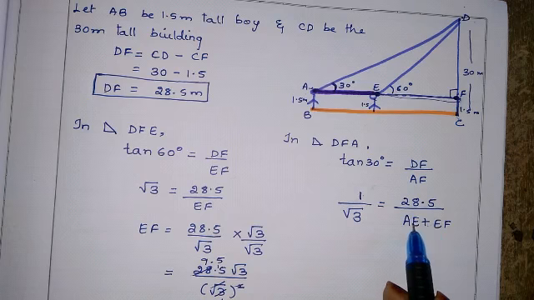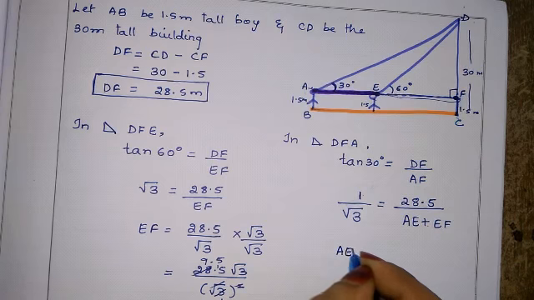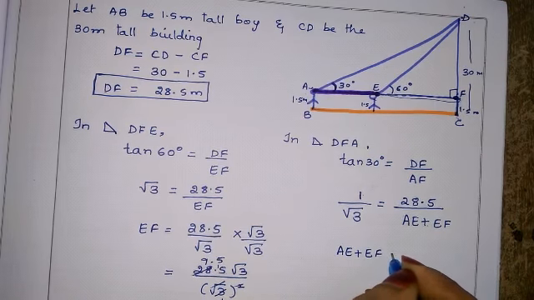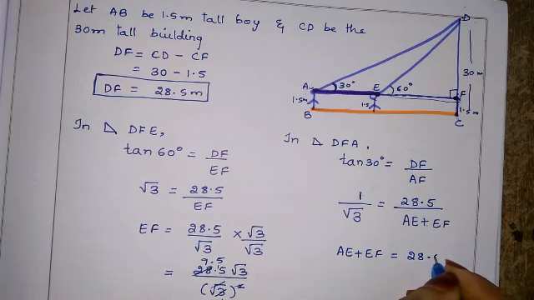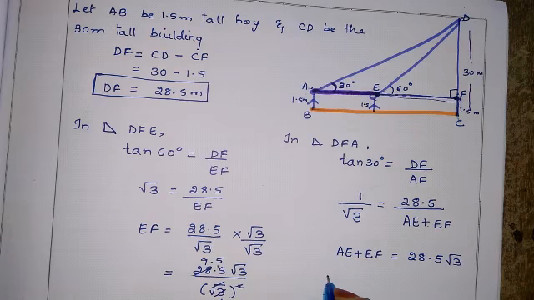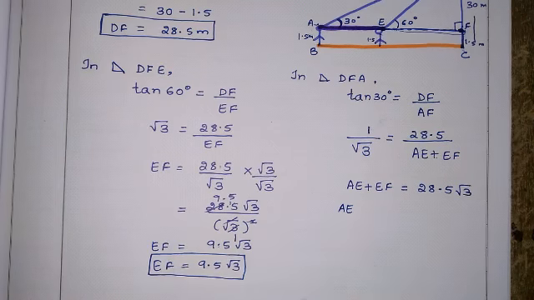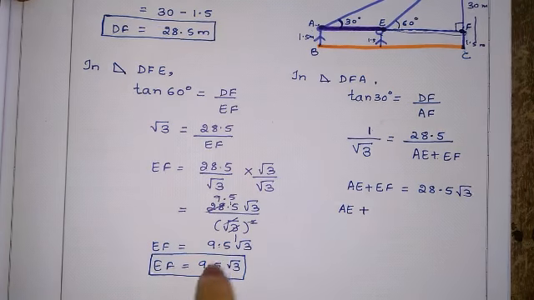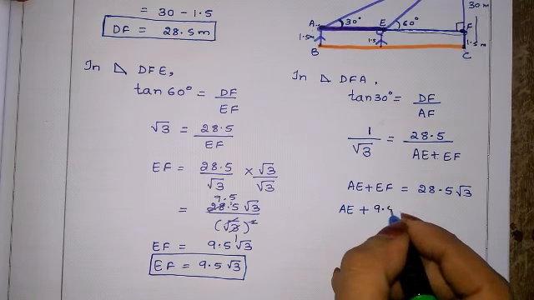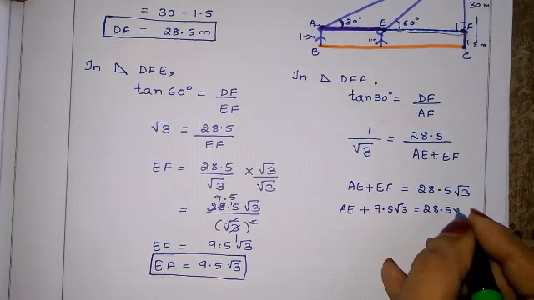Let us cross multiply now. AE plus EF into 1 is AE plus EF equals 28.5 into root 3. AE we don't know, we will keep as it is. But EF we know it is 9.5 root 3. EF value I am writing, 9.5 root 3, is equal to 28.5 root 3 as it is.